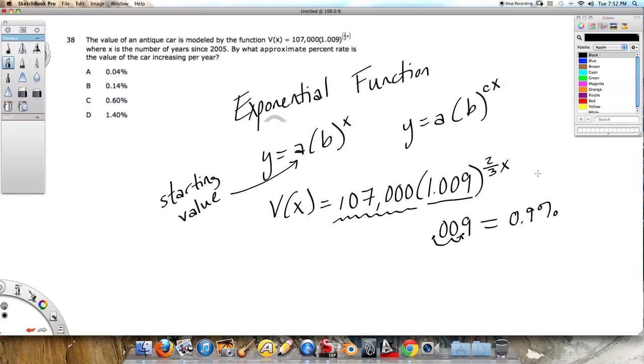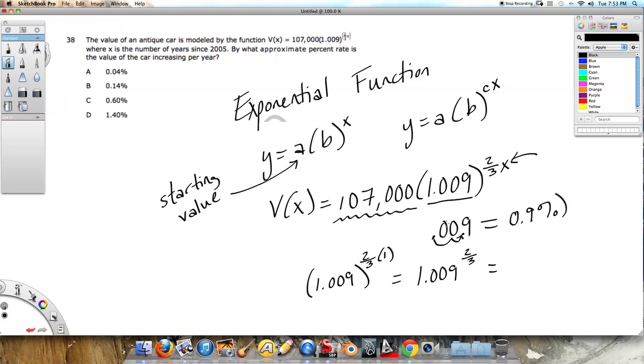Now, let's say we plug in 1 for the number of years since 2005. Let me back up just a second. Let me take this whole thing right here, 1.009, and plug in 1 for x. So we're talking about 1 year later. 2/3 times 1 is just going to be 2/3. So we're going to take 1.009 and raise that to the 2/3 power. We would plug this in our calculator.